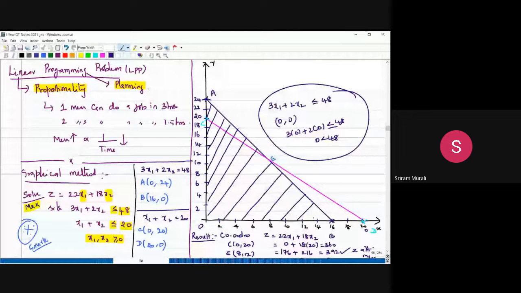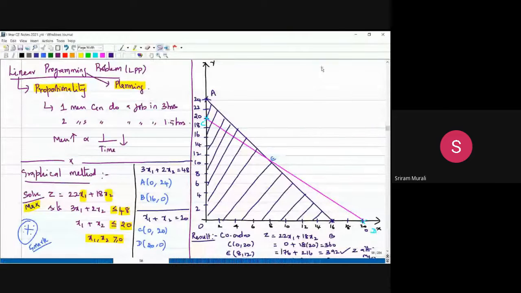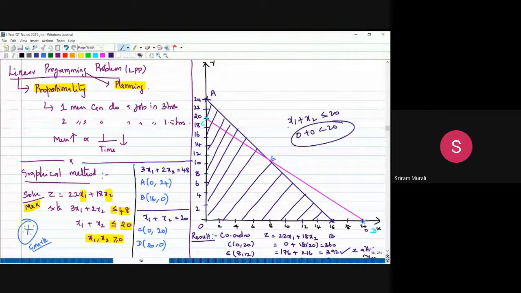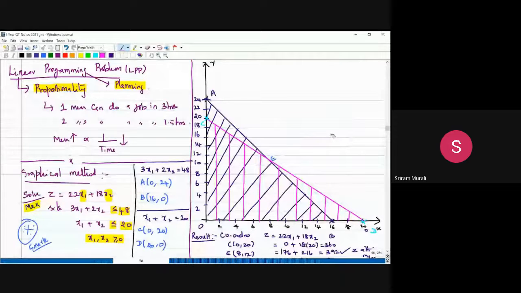If you come to the second equation, it is x1 plus x2 is less than or equal to 20. Again, you take the same origin. 0 plus 0 is less than 20. Yes, 0 is less than 20. Hence, a shading should be given like this. Where these two are intersecting, I mean, feasible region, common region.